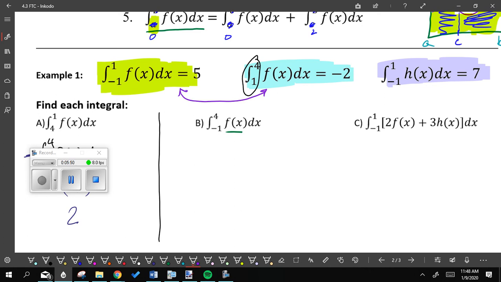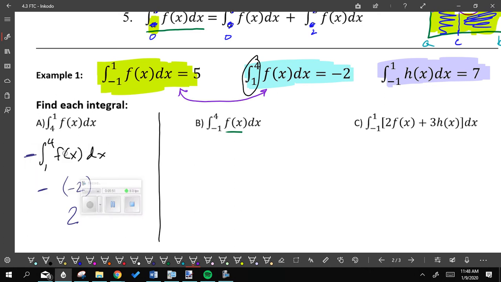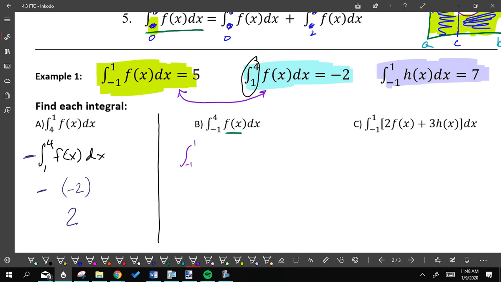F of x dx. That gets me to 1, but I'm trying to get all the way to 4. So instead, I'm going to add to that the integral from 1 to 4. And so by doing that, I'm still using the same starting value and the same ending value. I just have to add 2 of them together. And so I set this up. F of x dx. This guy is 5. This guy is negative 2. 5 plus negative 2 is 3. We still started with the same number and ended with the same number. We just had to put 2 of them together.